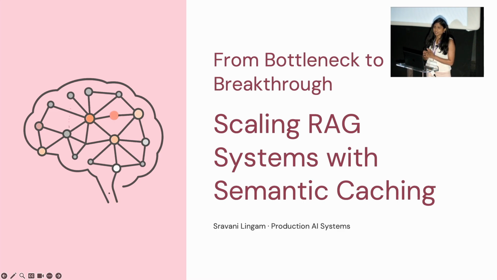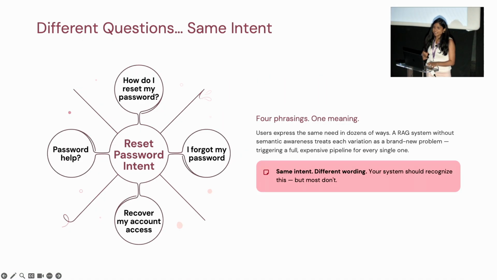Let me start with a simple example. Let's say you contact Amazon customer support and ask something simple like, how do I reset my password? And now imagine 10 more customers asking exactly the same thing but in different ways. One person asks, I forgot my password. Another says, password help. And another says, recover my account access. Different wording but clearly the same intent. And surprisingly, most systems today consider all of these as completely different, new questions and run the entire pipeline every time.